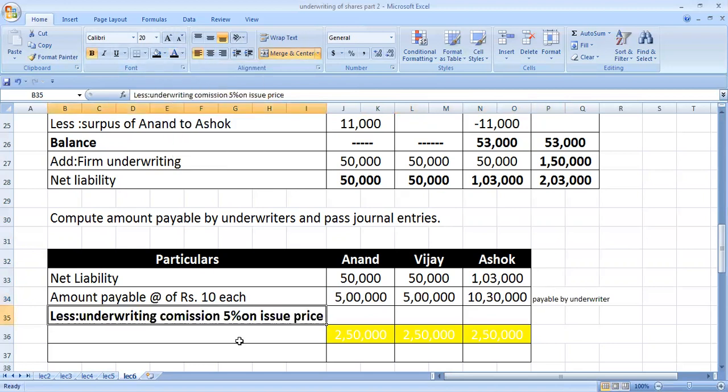The next step is to calculate the underwriting commission. Underwriting commission is 5% on issue price. Why have I taken 5% here? In my first lecture, I explained that as per the Companies Act guideline, when the company issues shares, the rate of underwriting commission is 5%. And if the company issues debentures, the underwriting commission rate is 2.5%. So in this example, the company has issued shares. That's why the underwriting commission payable by the company to the underwriter is 5%. So let's see.